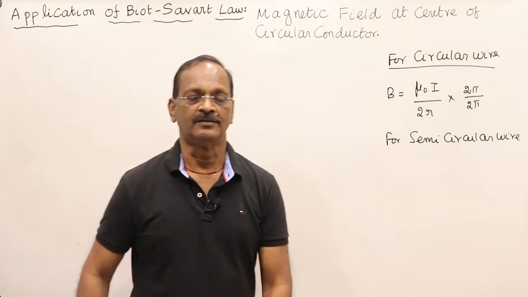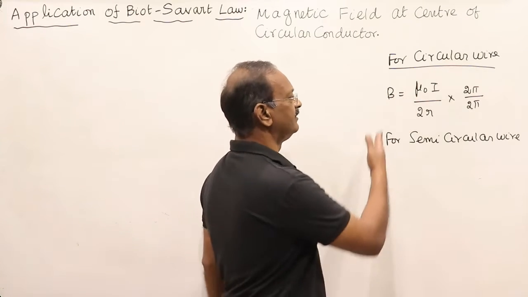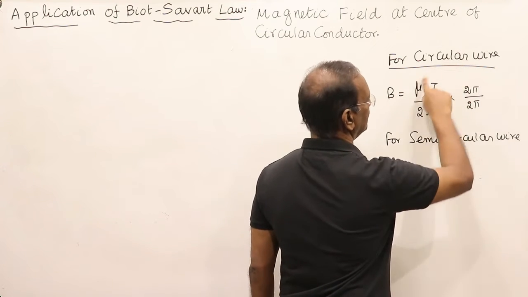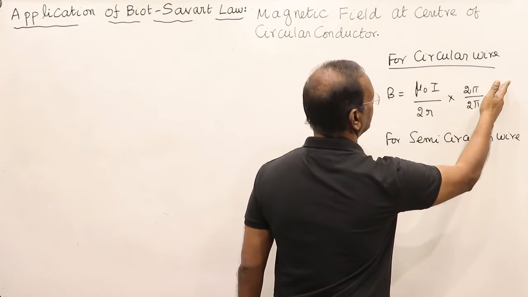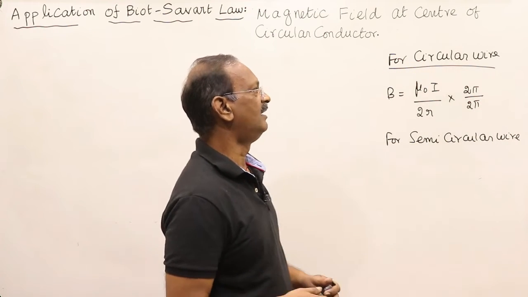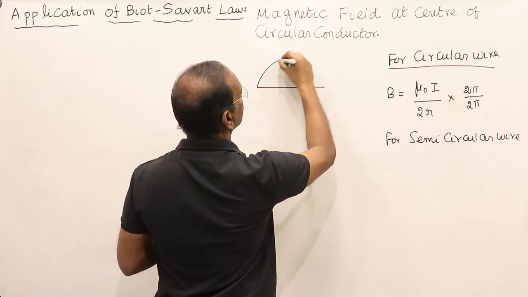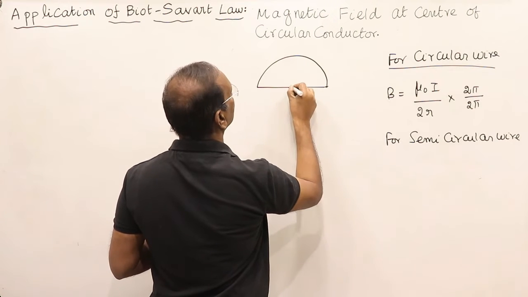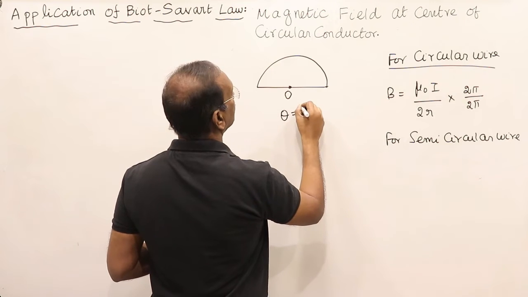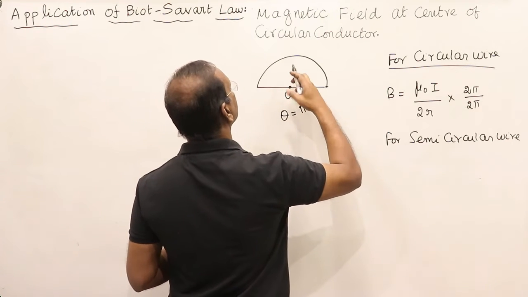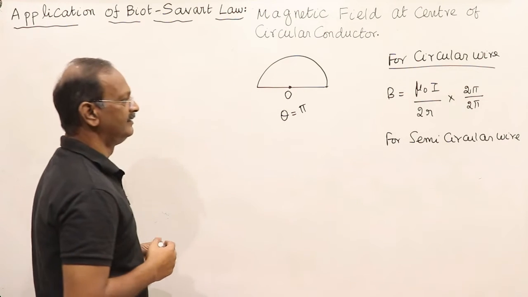Now for semicircular wire. See, already we have seen for circular wire, this is the magnitude of magnetic field. For semicircular means total magnetic field multiplied by half, because semicircular means half of the circular. What is the angle at O? We want to find out. See, theta made by the semicircle is equal to pi, because the angle subtended by O is equal to pi only. So this we can directly take out the answer, but let us see.